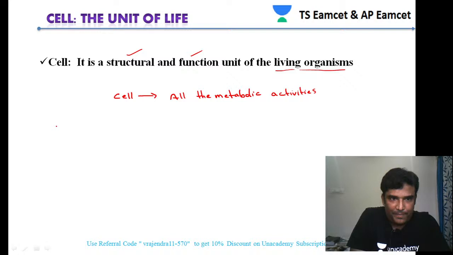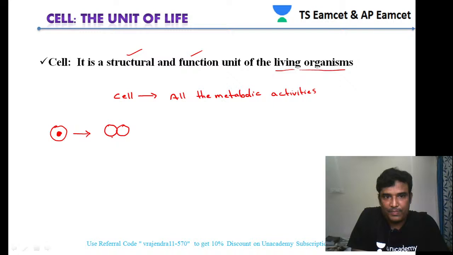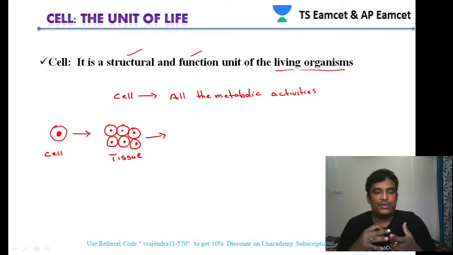So for example, this is a single cell. Several cells. When several cells come together and attach, what happens? This forms a tissue. So in an organism, the cell is the unit, the structural and functional unit, no doubt about it.